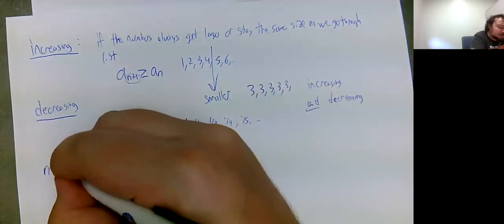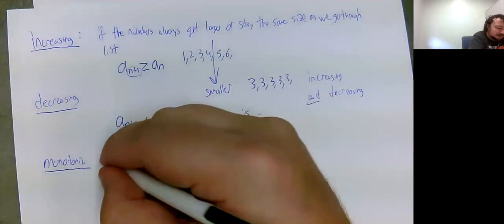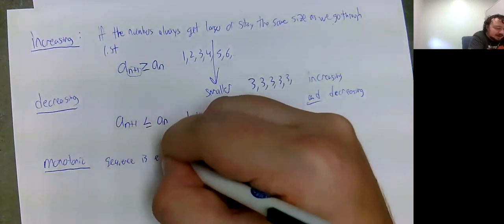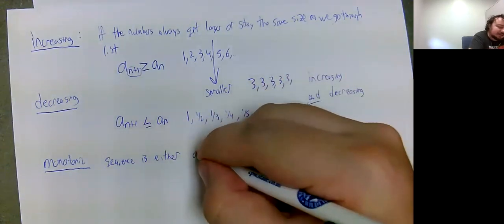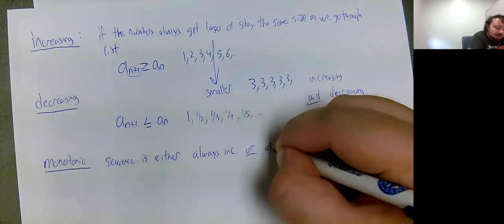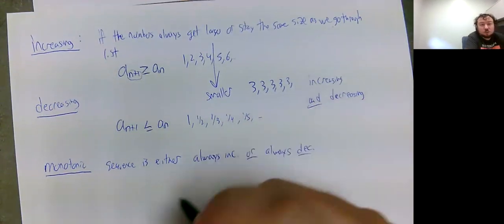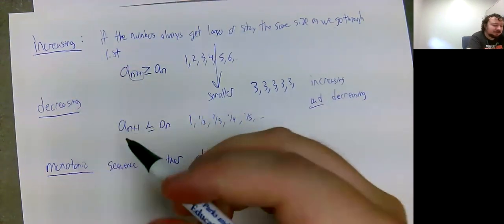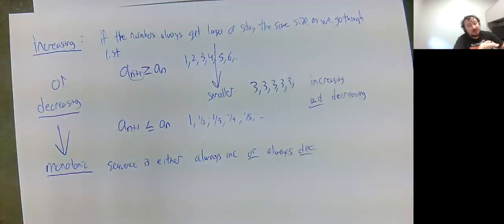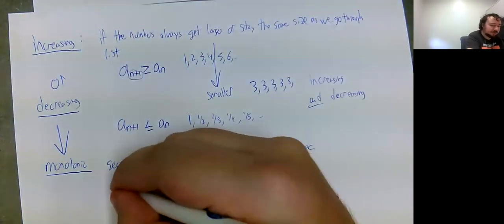And then we have this weird term, which you probably haven't heard of before, called monotonic. And what does this mean? It means that the sequence is either, so it's got to be one of these two things, always increasing or always decreasing. So if you're either increasing or decreasing, then you're monotonic. So it doesn't need to be a specific one of those, but you just need to be either always going up or always going down.